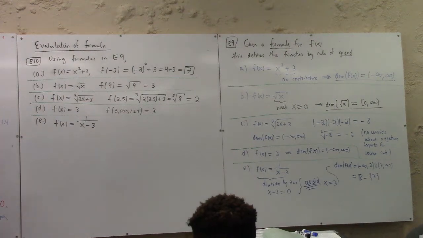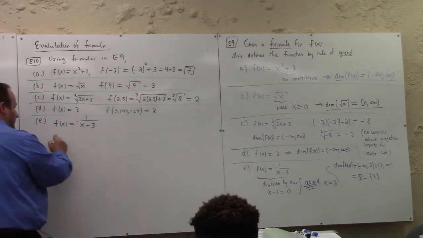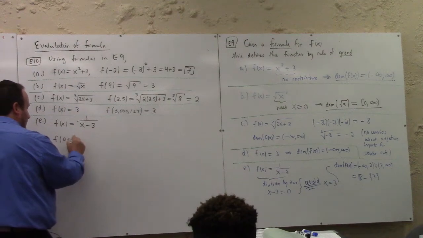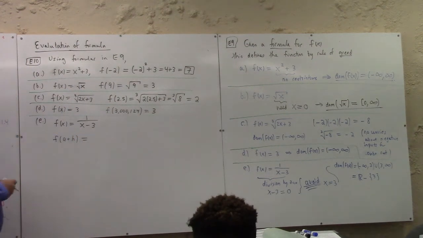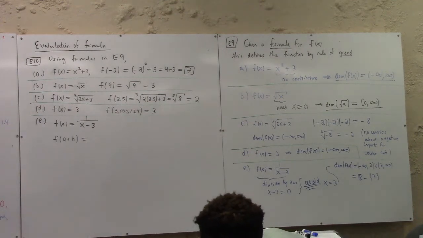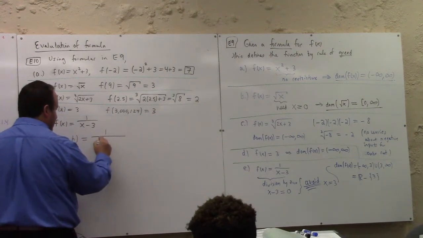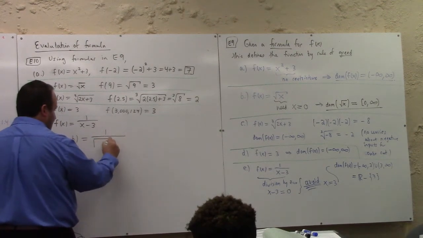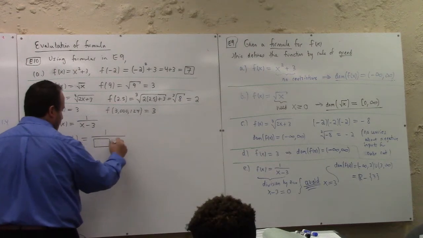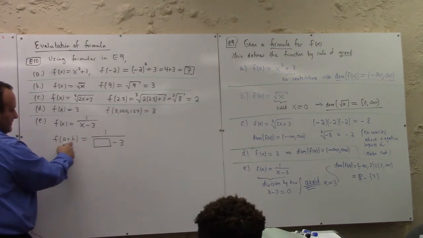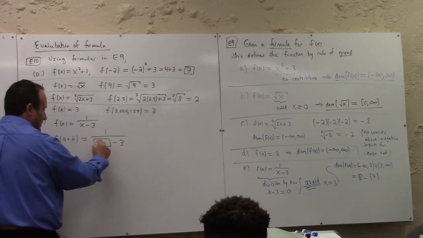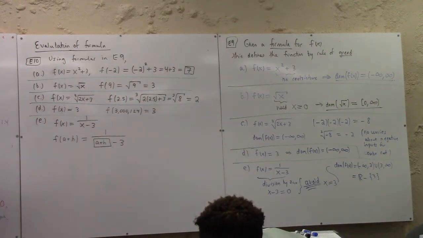So, for example, if I asked you to calculate f of 4, everybody here would get it right, right? But what does this mean, f of a plus h? You write down the formula, right? And wherever x is, you fill in the box with whatever's here, right? So in this case, a plus h. Just like that.